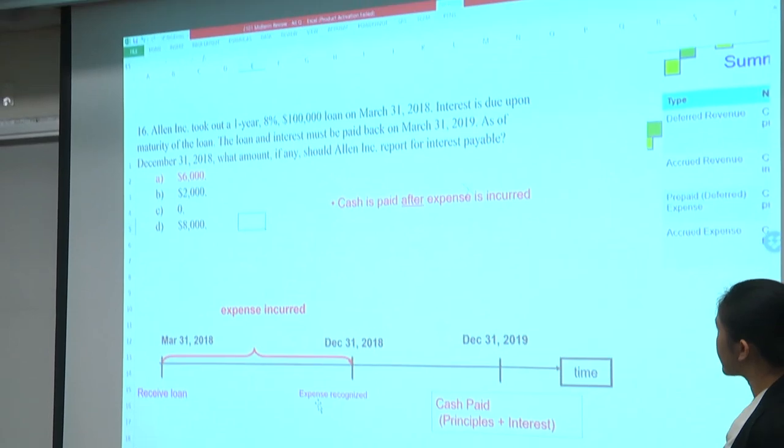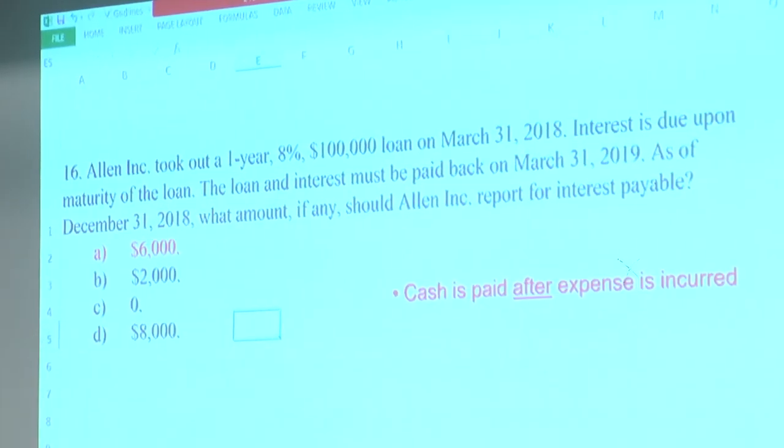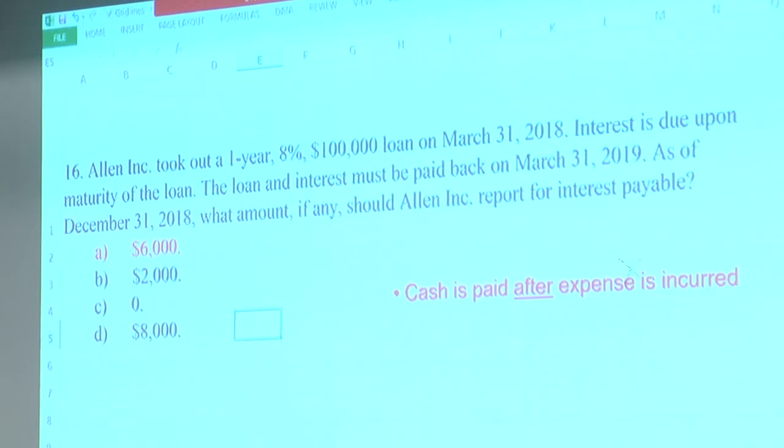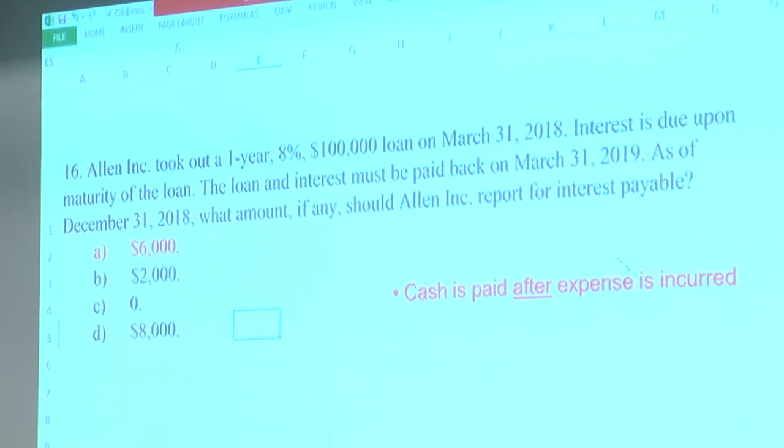All right, question 16. We took a 1-year, 8%, 100,000 loan on March 31st. Interest is due upon maturity of the loan. So it's 1 year, and the maturity is gonna be March 31st, 2019, right? 1 year from now. And the loan and interest must be paid back on that date. As of December 31st, again, the end of the year, we have to recognize expenses.